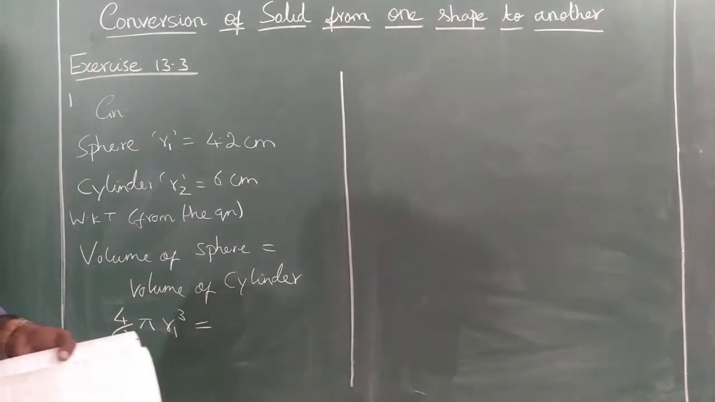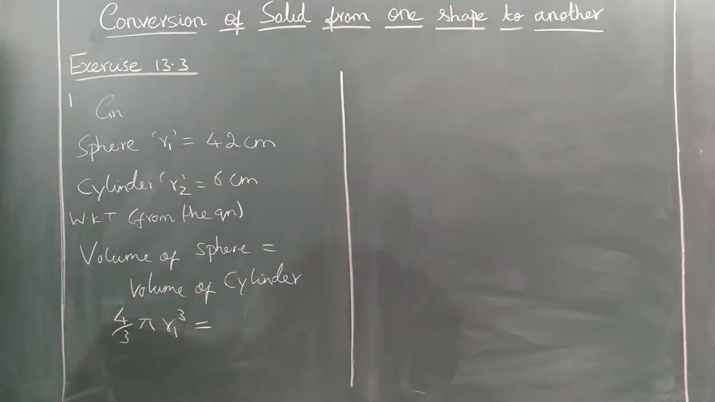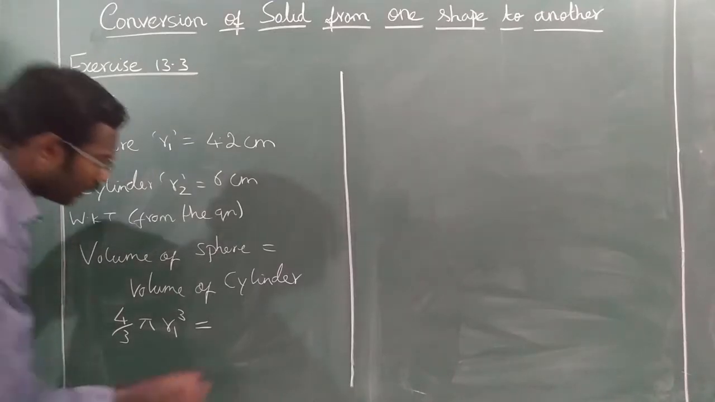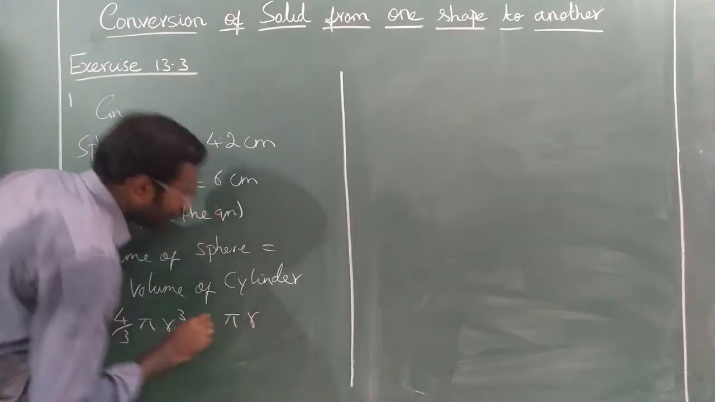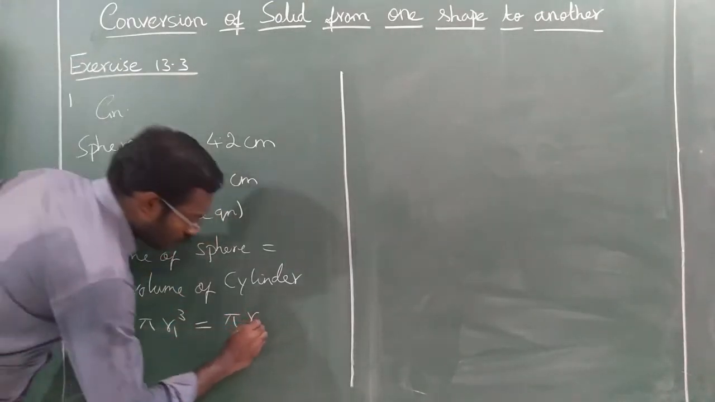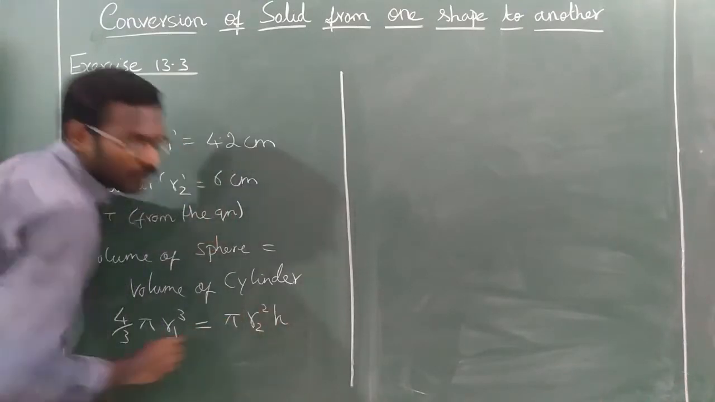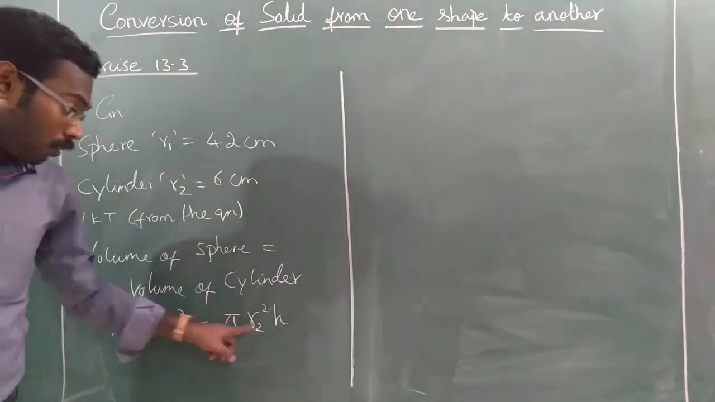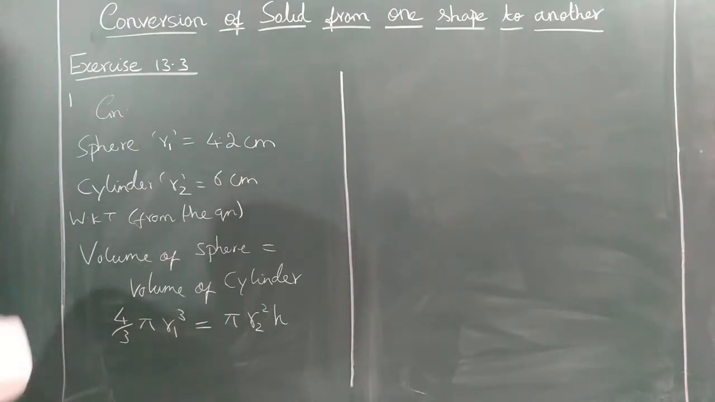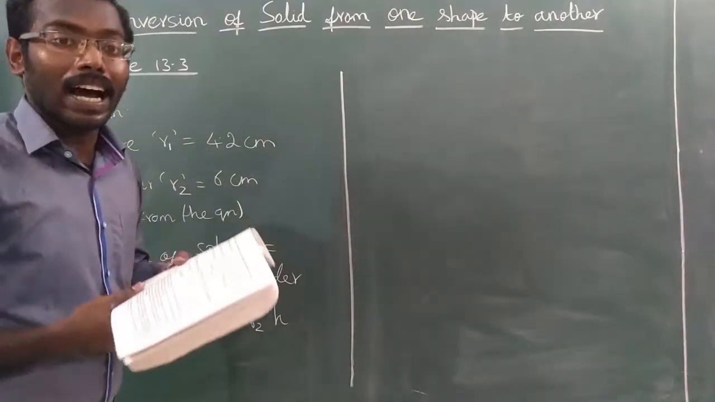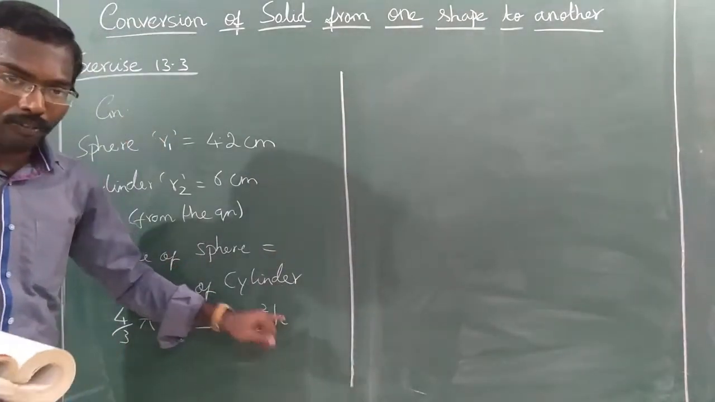Do you remember the volume of the cylinder? The volume of the cylinder is pi r square h. So we are using r2: pi r2 square h. Instead of r I am writing r2. Pi r square h. Understood? So what do you have to find? You have to find the height. The radius is given here. You have to find the height.